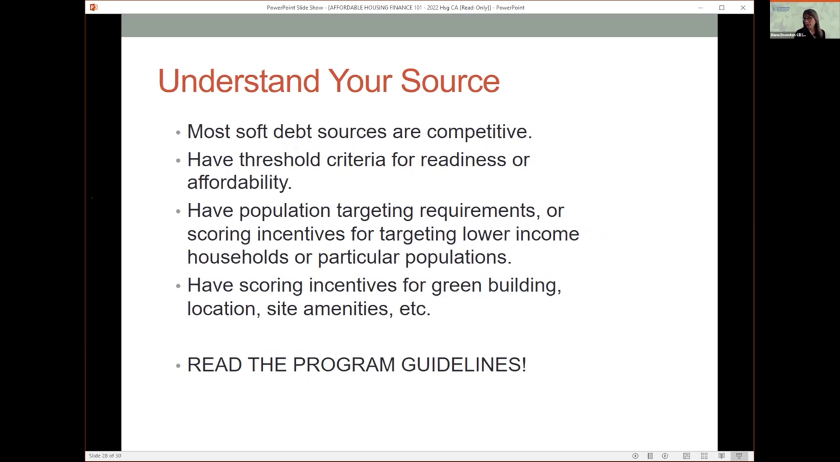And it's really important that you understand your sources. You really will need to read the program guidelines, even though they're long, because all the programs are very competitive, and they have a lot of requirements: threshold requirements, scoring requirements, readiness, green building, site amenities, targeting. Of course, your financial consultant will help you with that, but you will need to read the guidelines.